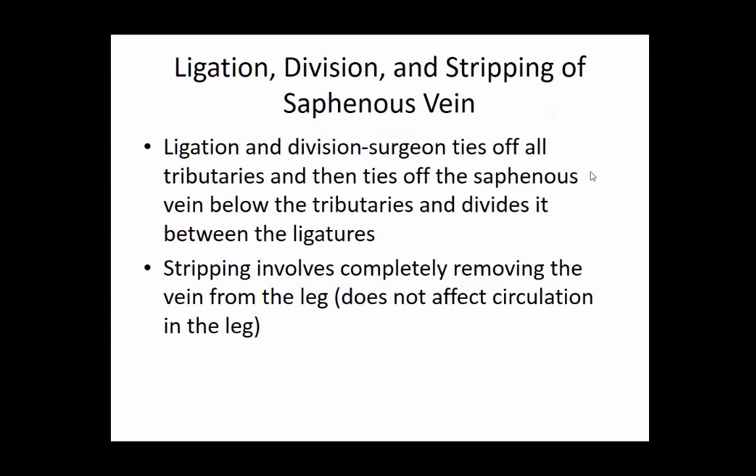Ligation, division, and stripping of the saphenous vein. As we've mentioned when we're talking about CABGs, the saphenous vein is used for the grafting procedure in a CABG. Ligation and division, the surgeon actually ties off all the tributaries that are coming from the saphenous vein. He ties it off, and then he divides the vessel between where he's tied it, the ligatures. Stripping involves completely removing the saphenous vein from the leg.